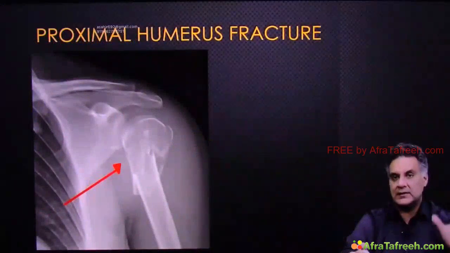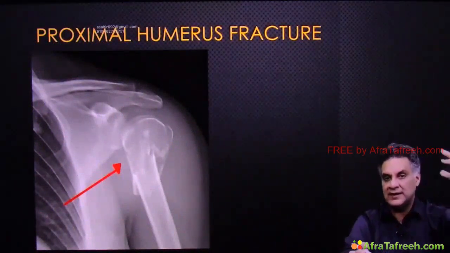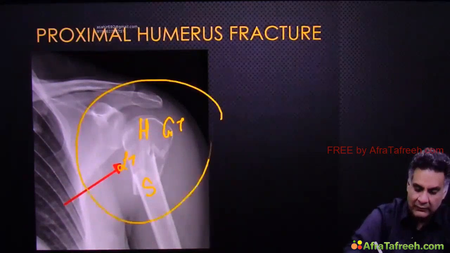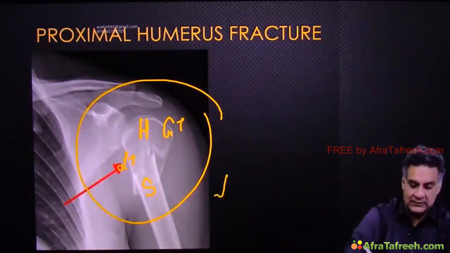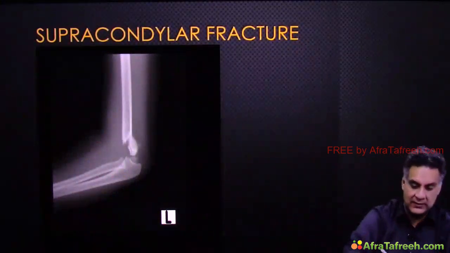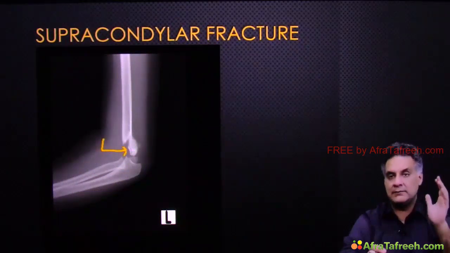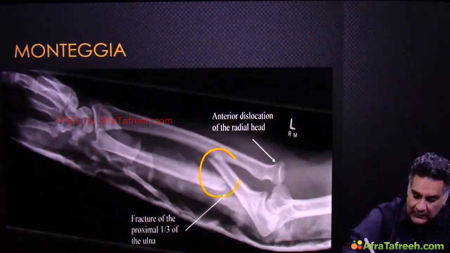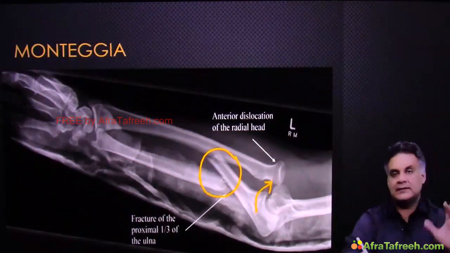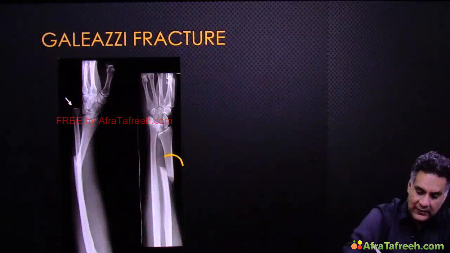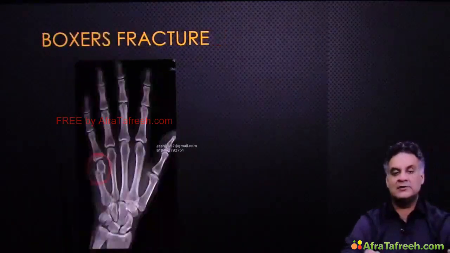Proximal humerus fractures have greater tuberosity, lesser tuberosity, head and the shaft as 4 parts. So you have greater tuberosity, lesser tuberosity, head and the shaft, 4 parts classified by Neer's classification. Then you have supracondylar fracture humerus, extension type, posterior displacement. Then you have Monteggia fractures, fracture of ulna with the dislocated radial head. Type 1 is the most common, where the radial head goes anteriorly. Galeazzi fracture, fracture of radius with damage to the distal radioulnar joint.